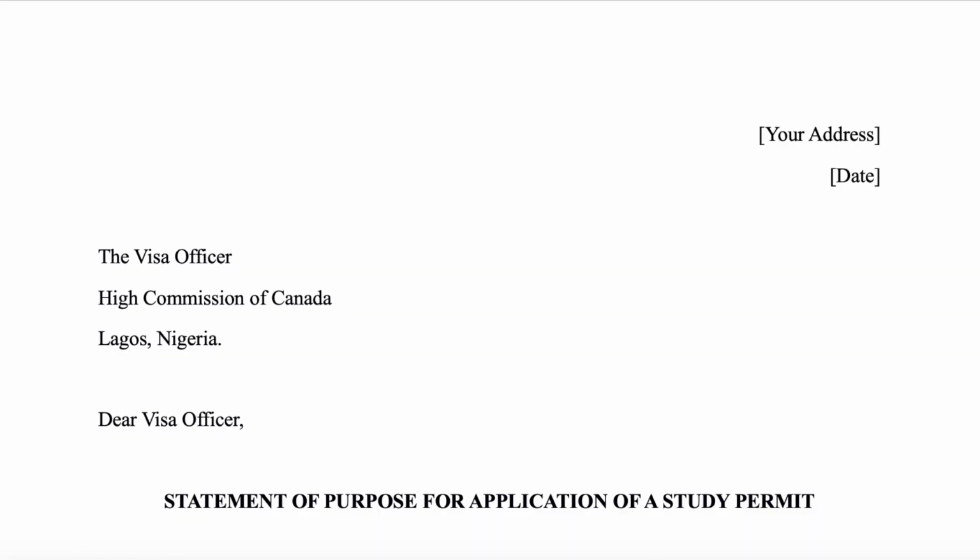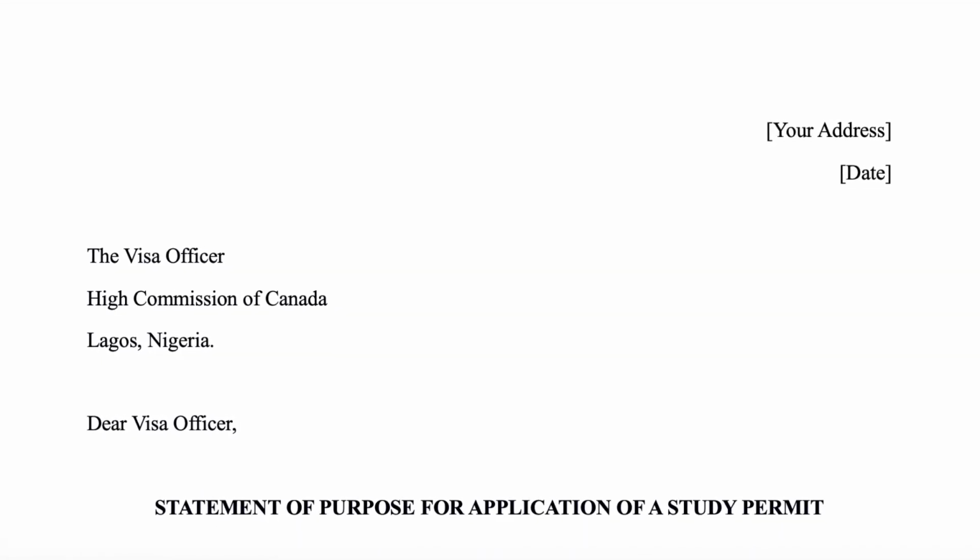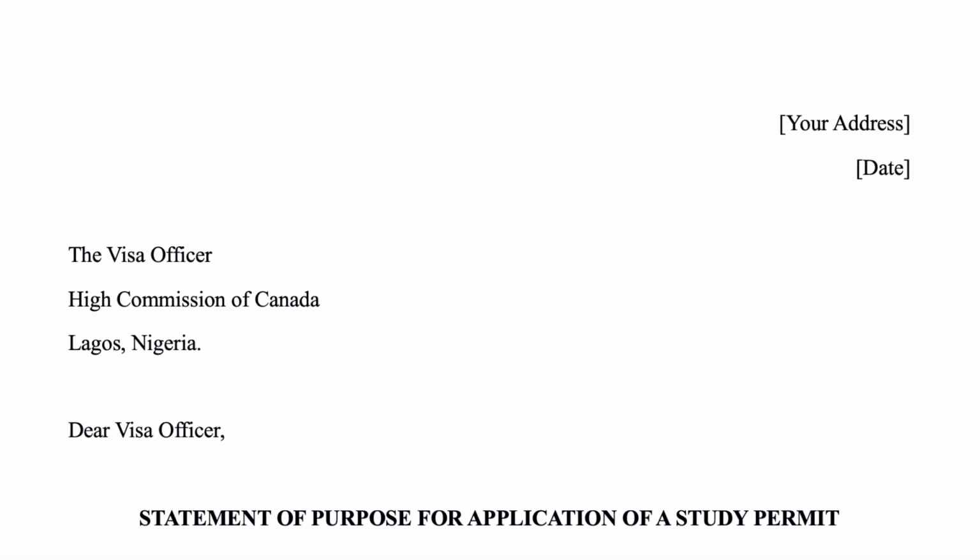So for you, if you know the address of the place you're submitting your application to, that will be what you put there. But for the most part, I think currently they mostly accept only online applications. So your address might not be a physical place because you don't know where it's going to go, right? So you can just put the visa officer, High Commission of Canada, and then you can put Nigeria.